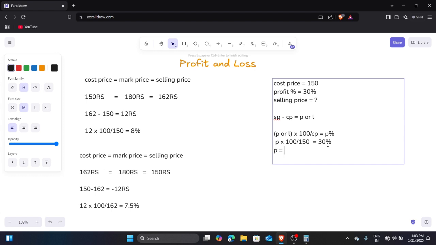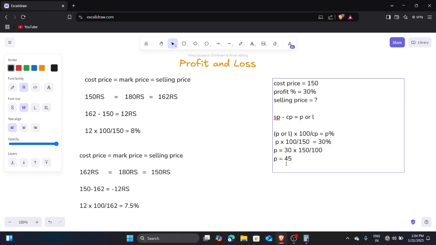Profit is what? 30 into 150, and that 100 is in multiplication, so it goes to the divide side. I just change the side of everything. The 150 is division, so it goes to multiplication, and 100 is multiplication, so it goes to division. When you solve, 10 and 10 cancel, this zero cancels with this zero, and the answer you get is 45. So this is the profit. The profit of 45 you get.